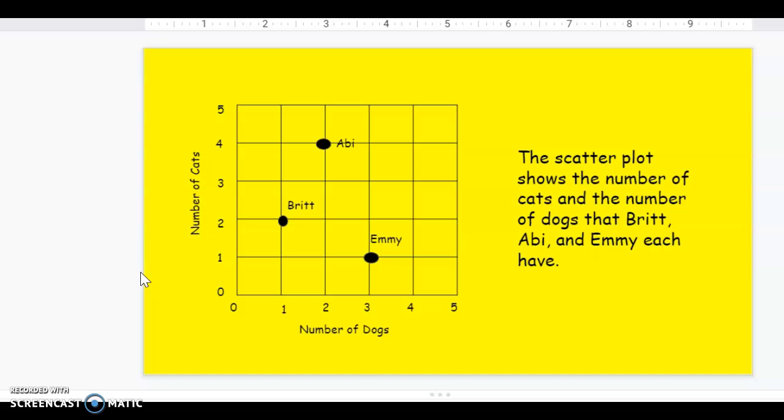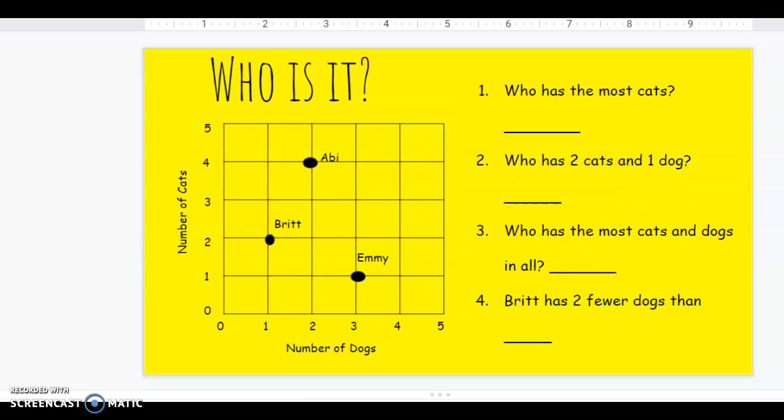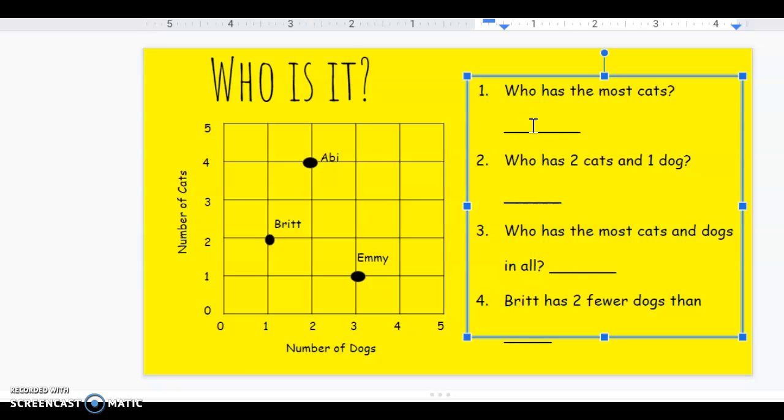So you're going to be doing that with the slides that you have. You're going to be answering the questions. So I'm going to show you one more slide. So here we go. Who is it? Who has the most cats? So we can see here that Abby has the most cats. So we're going to put Abby right like that. And then who has 2 cats and 1 dog? So that would be Britt.